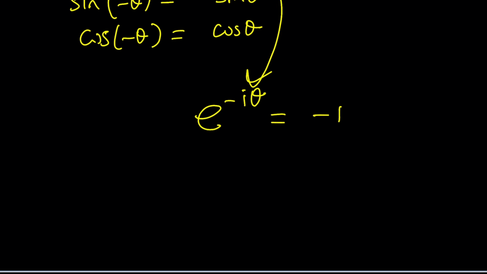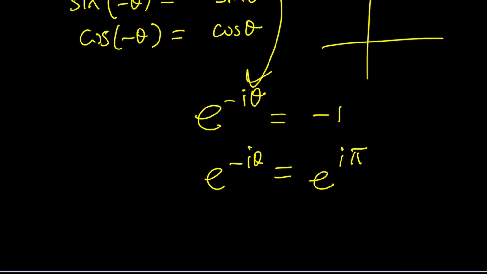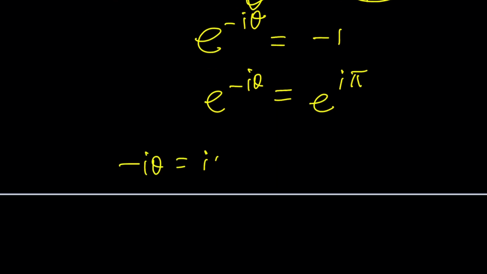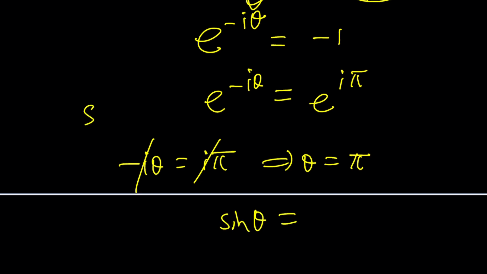And what is negative 1? It is e to the power i pi, isn't it? If you think about the Argand plane, the unit circle, this is pi radians, and this is 1, so on and so forth. So what does that mean? It means negative i theta is i pi. i cancels out, theta is negative pi, or you can write it as pi. They are the same. But if you plug in pi, sine theta would be 0. And remember what I said, sine theta cannot be 0. So again, no solutions. Is there a third way to solve this problem? I don't know. Maybe there is. Let us know if you know of a third method.